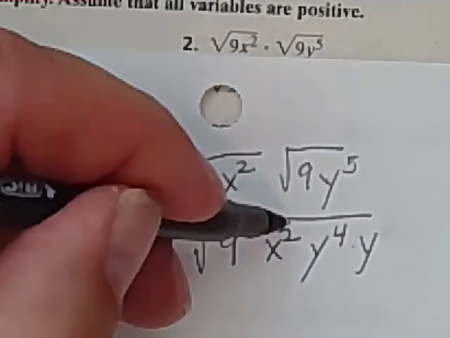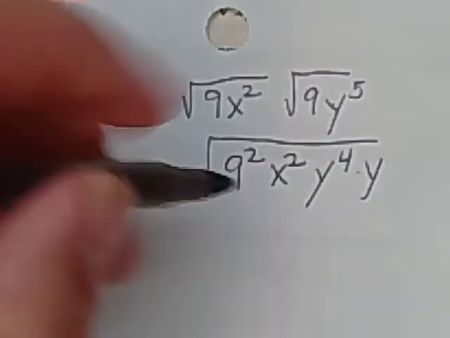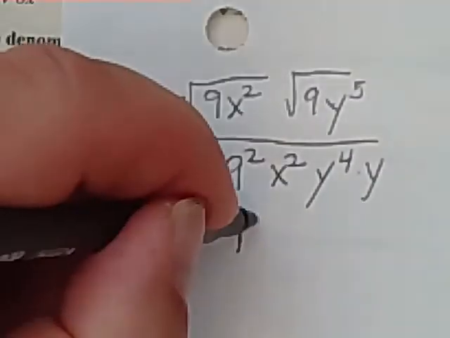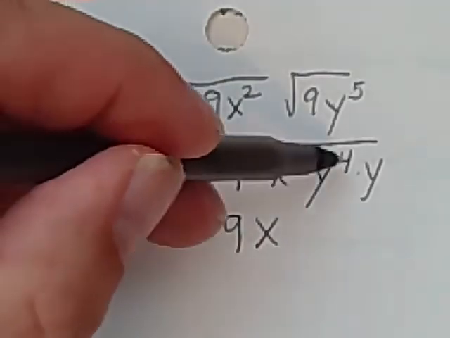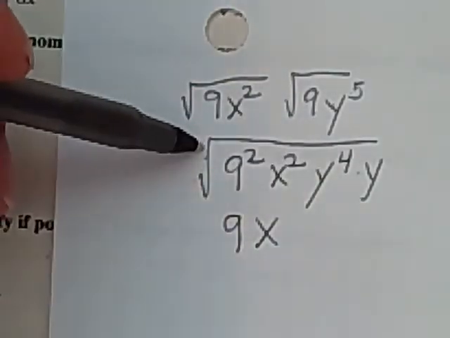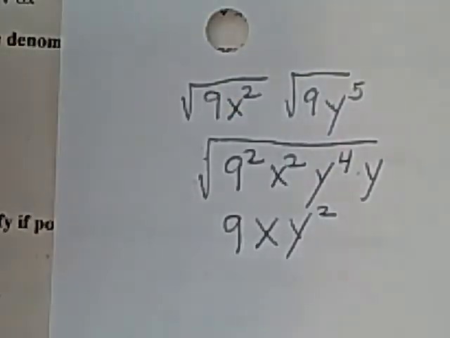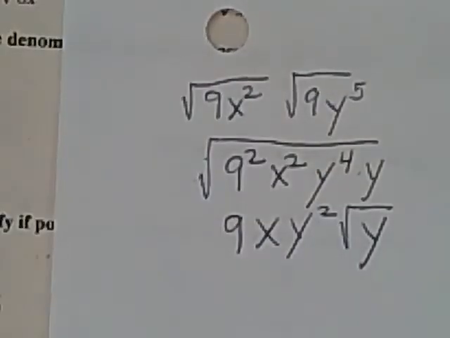And now pull these first 3 terms out of the radical. The square root of 9 squared is 9. The square root of x squared is x. The square root of y to the 4th, so I'm going to divide 4 by 2, is y squared. And what's left underneath the radical is the square root of y.